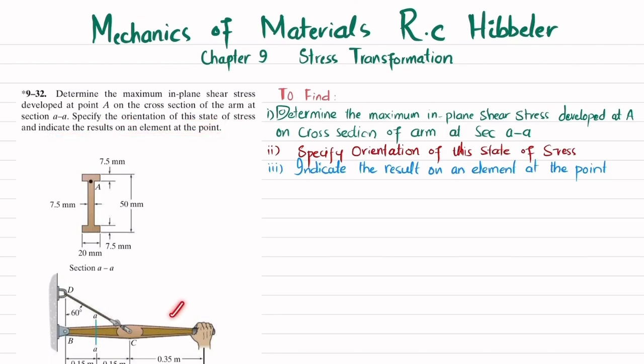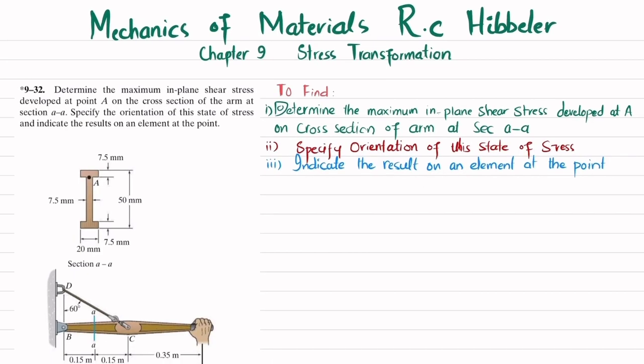So you can see this is the arm, and there is a 500 Newton load applied at point B. We have a pin support, and there is a rope CD which supports this arm. Clear? And we have to find at the cross section AA, the cross section of the beam is shown over here. So at this cross section, we have to find the maximum in-plane shear stress at point A, and then we have to specify the orientation of this state of stress and indicate the result on the element. So let's start with the solution.